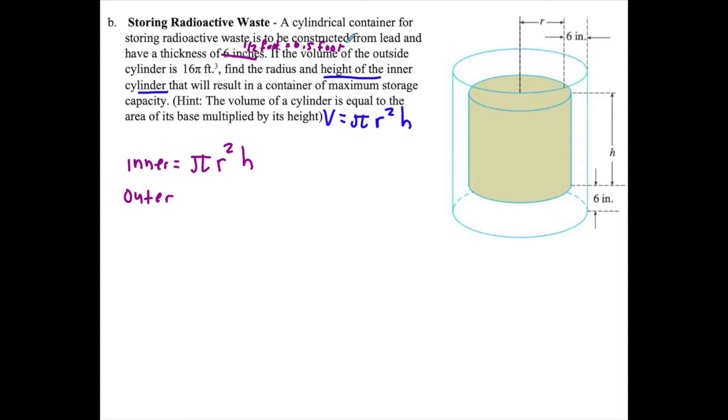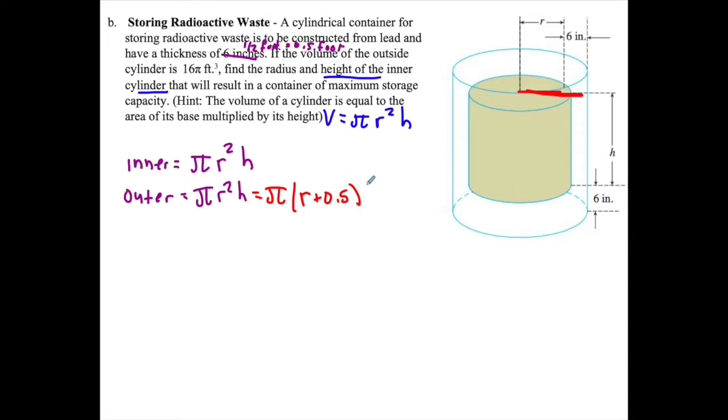Okay, so the outer is this. Start with pi r squared h, right? It's the same idea, but it's not the same radius. So it's really equal to pi, but the radius is going to be the radius of the inside, because r really means the radius of the inside, plus the additional, because we want to add on that foot.